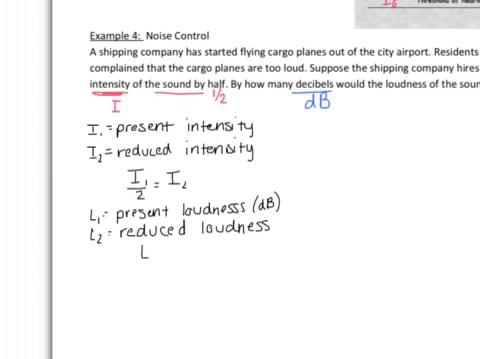So we're looking for L1 minus L2. What formula up above in the little paragraph that we went through did it give us for loudness? 10 log, what? I over I0. So I'm going to make this formula specific to my present loudness and intensity. I'm going to use L1 and I1 specifically, and then I0's at the bottom.